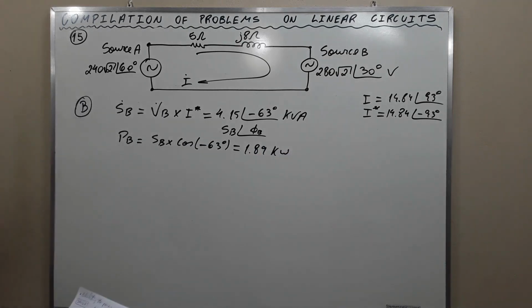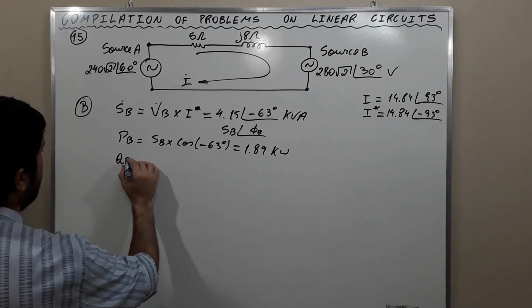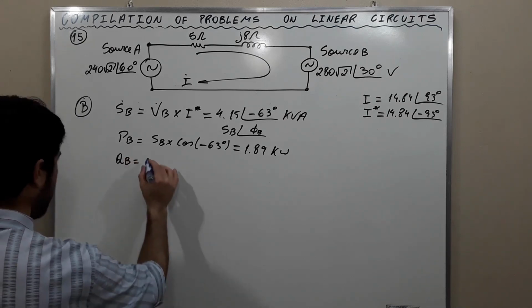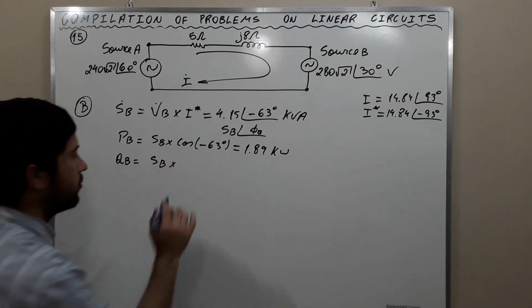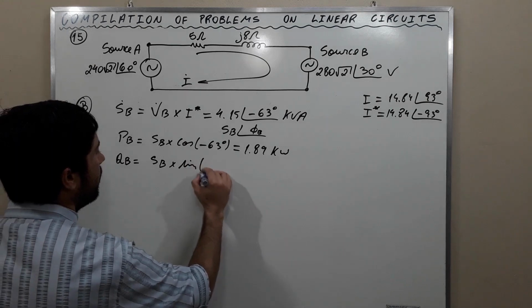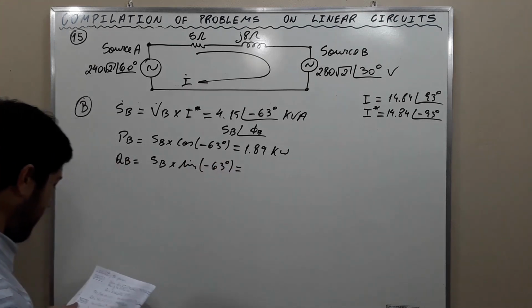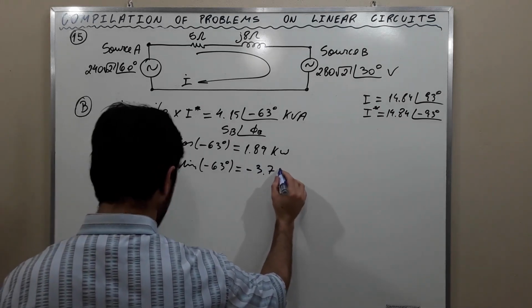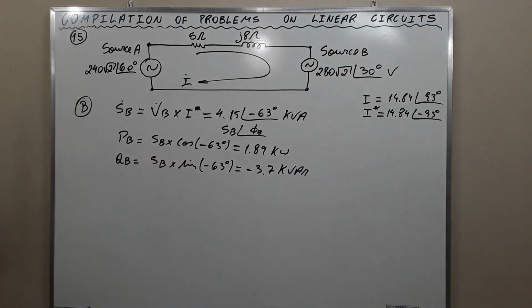kilowatts. And now we are going to calculate the reactive power, which is calculated as the apparent power times the sine of negative 63 degrees, and we find a negative 3.7 kVAR. Okay.